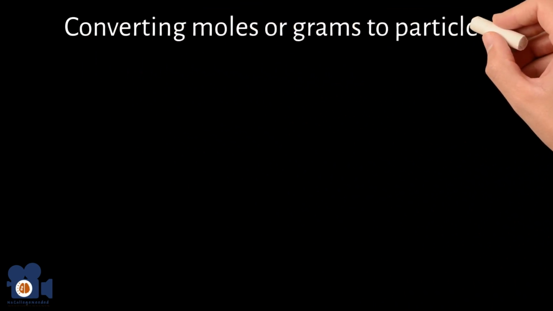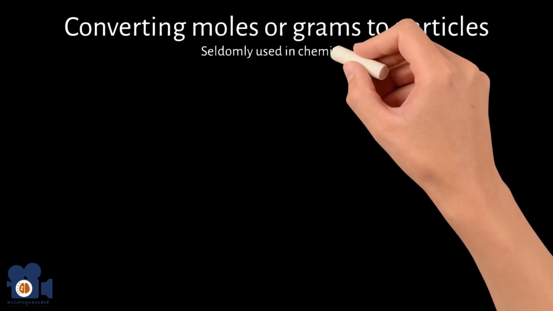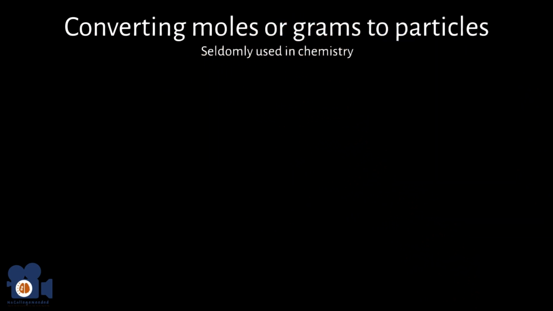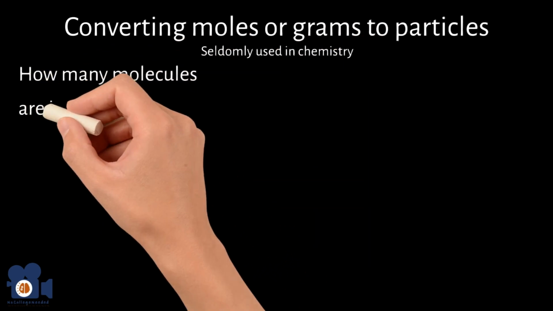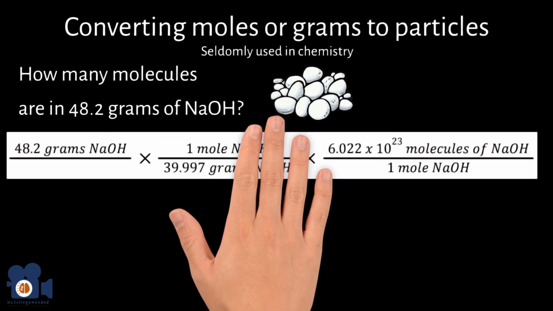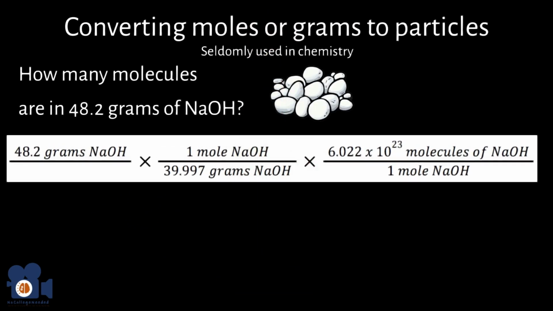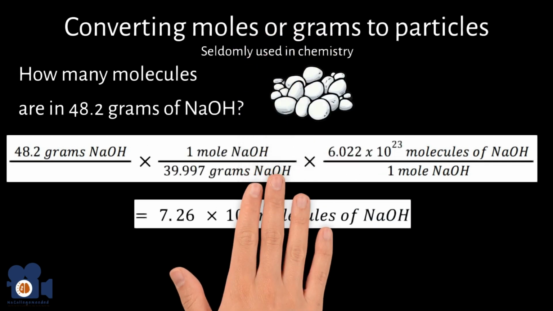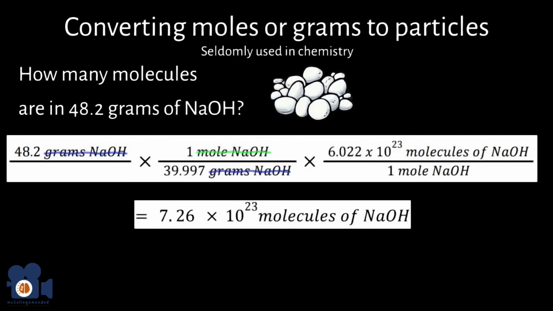Converting moles or grams to particles is seldom used in chemistry, but for completeness, I will show you how to set it up with dimensional analysis. Say you want to know how many molecules are in 48.2 grams of NaOH. The equation would look like 48.2 grams NaOH times 1 mole NaOH divided by 39.997 grams NaOH times 6.022 times 10 to the 23rd molecules of NaOH divided by 1 mole NaOH equals 7.26 times 10 to the 23rd molecules of NaOH.